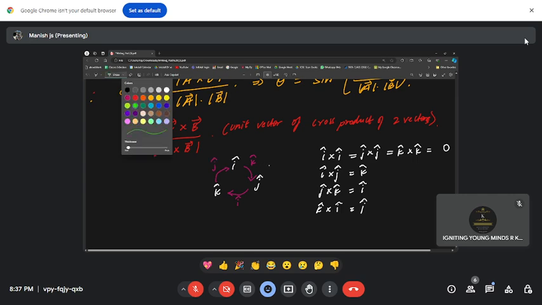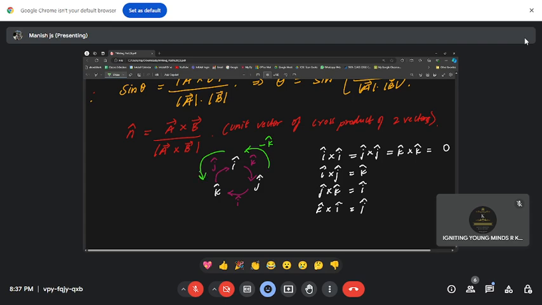But what if you go in the reverse order? What if you go from J towards I? J cross I will give you minus K. It will give you the negative. Similarly, I cross K will give you minus J, and K cross J will give you minus I. So this also you must keep in mind.